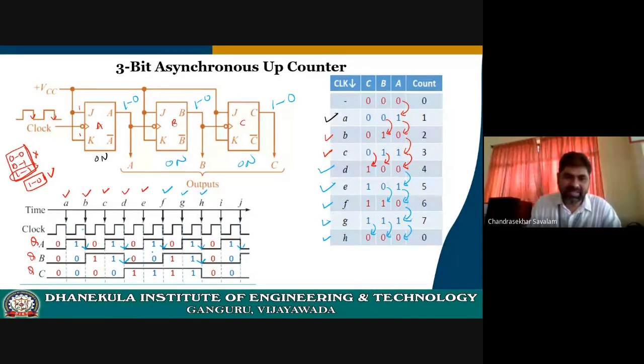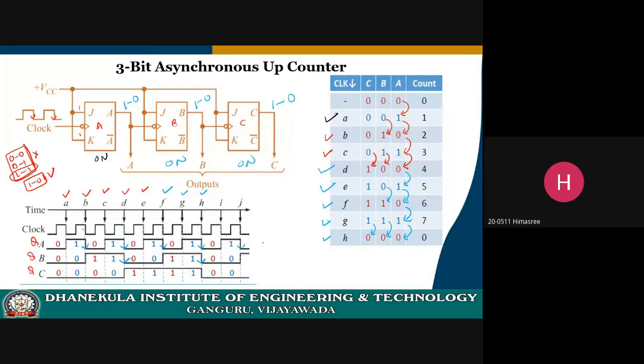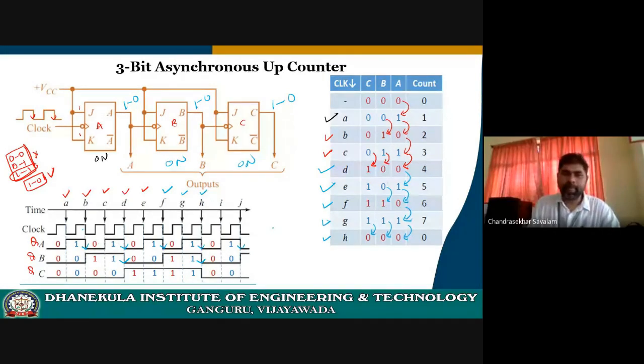Students, do you understand this? Yes, sir. So this is the actual operation. Now this is also called the frequency divider circuit. Why? Because we are going to divide the clock. Suppose this is the actual clock, let us say F.